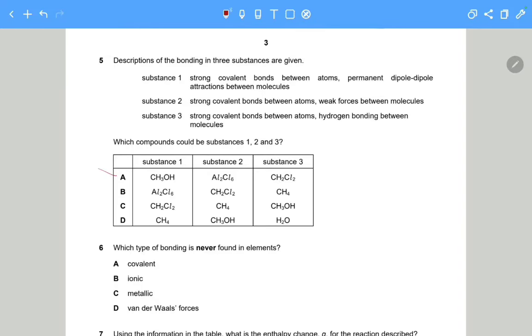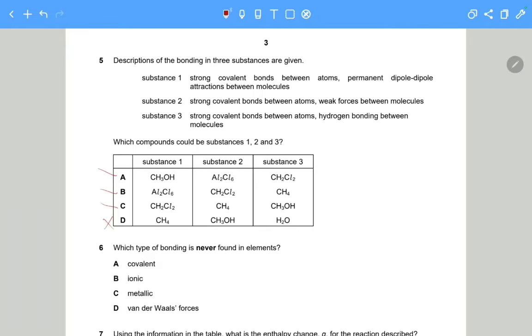So option A is feasible because yes, there are strong covalent bonds and the molecule is polar, so there will be permanent dipole-dipole attractions. Al2Cl6, again, covalent bonds, permanent dipole-dipole attractions because polar, because aluminium and chlorine have different electronegativities. CH2Cl2, again, it's a polar compound as well, because of the differing electronegativities and because it's not symmetrical, and it has strong covalent bonds. CH4, it does have strong covalent bonds, but because carbon and hydrogen have similar electronegativities, it is non-polar, and therefore there are no permanent dipole-dipole attractions. So option D we have already ruled out. Option D cannot be the answer.